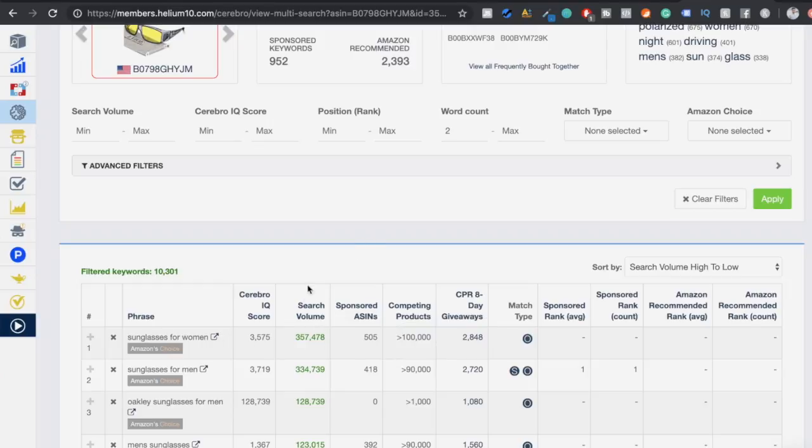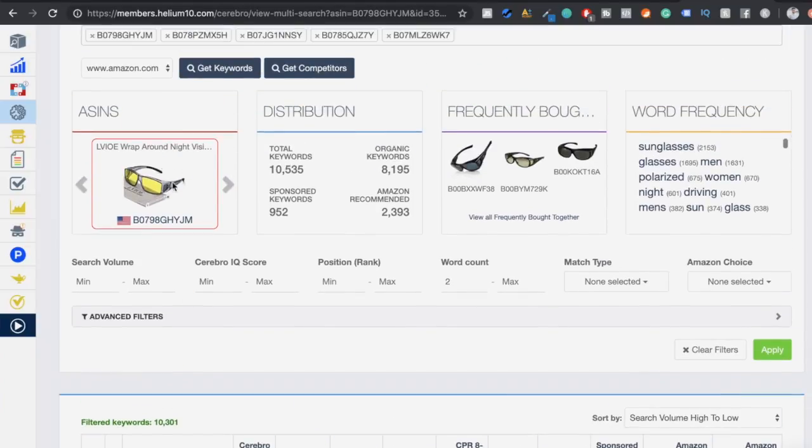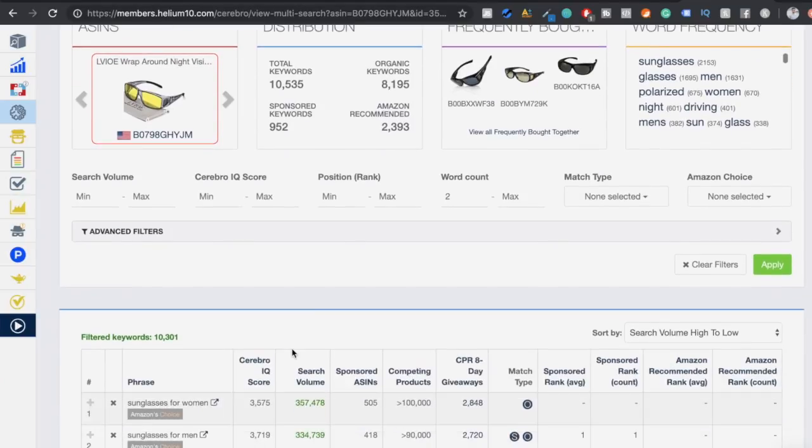So now what we need to do is narrow them down to relevant keywords, because sunglasses for women, that's not really the product that we're using. We're using a night vision kind of glasses, or like blue light blocking glasses. That's kind of what we're going for. So really, people who are searching for sunglasses for women, they're not looking for this product, they're looking for something else.